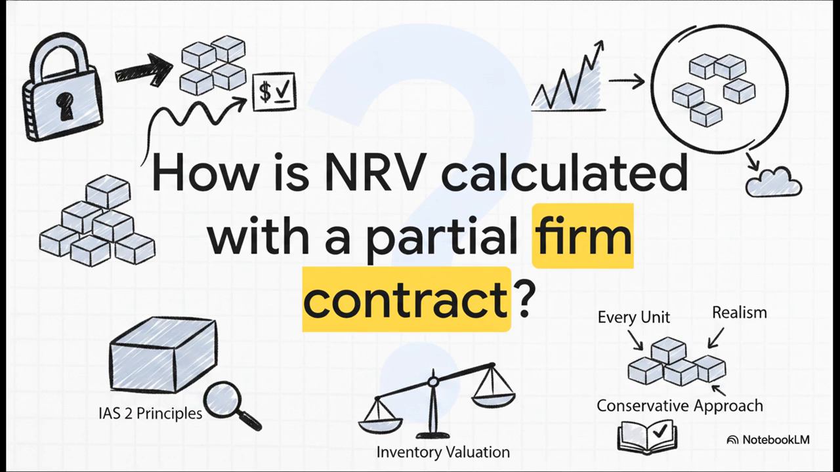Well, the secret lies in separating your obligations. You have to treat the protected 700 units differently than the 300 that are left exposed to the harsh market reality. Think about how IAS 2 demands absolute precision for every single unit.